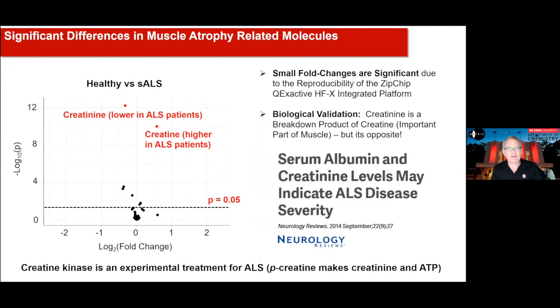Now, this is most likely going to be a downstream effect from muscle wasting, from motor neuron death and muscle wasting. But it's interesting because phosphorylated creatine makes creatinine and ATP. And of course, that's an enzyme called creatine kinase, and that's actually an experimental treatment for ALS patients. And so that was actually quite interesting. So this might turn out to be some way to get earlier diagnosis of ALS patients.